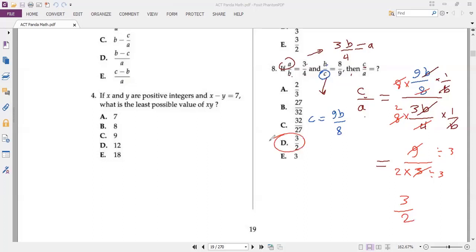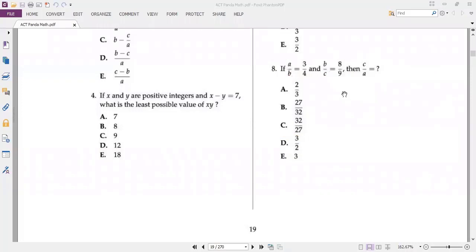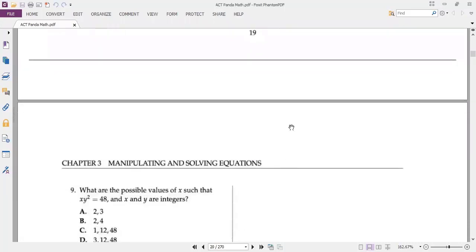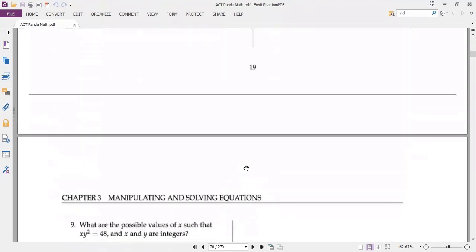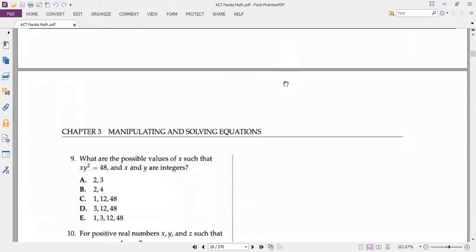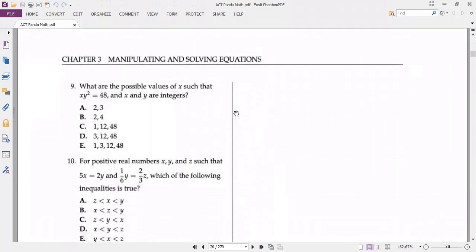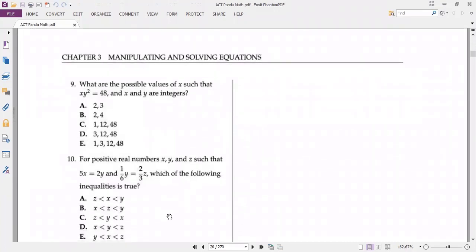Whichever is the better method for you, please use it. Which one you understand well, use it. If still not clear, please ask me for another method or to repeat either of both methods for you. So the answer is D. Number 8 answer is D. Number 9 is very smart as well.